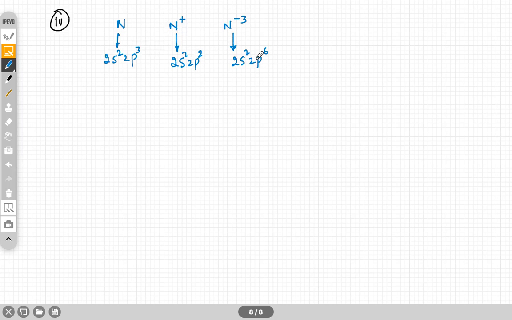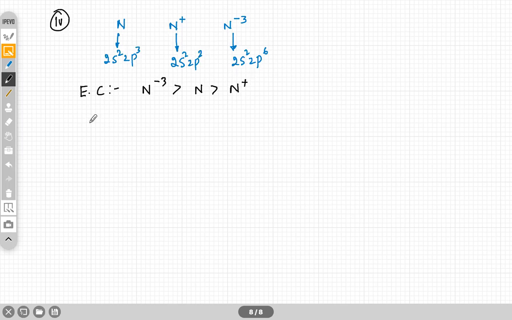So if you look at the electronic configuration, which one has maximum ionization energy? N3 minus, correct, because it has fully filled configuration and then half filled and then unstable configuration, right? So EC, that is electronic configuration, gives the order as N minus 3, then N, and then N plus.